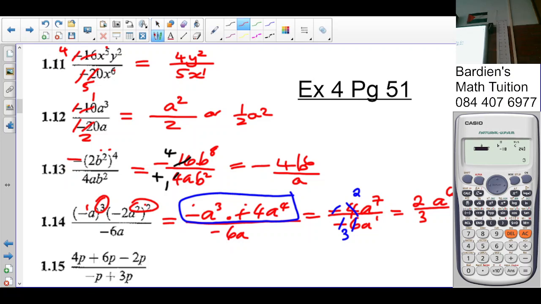So how do we do that? Add the top first, not so? So what's 4p plus 6p? 10p minus 2p? 8p. Over negative 1 plus 3. Negative 1 plus 3 is positive 2. You people are not using your number lines. So don't use your head. Use your number line for now. So what can happen here? 2 goes into 2 once, 2 goes into 8 four times. Your p's cancel. So you're left with 4 over 1, which is 4.